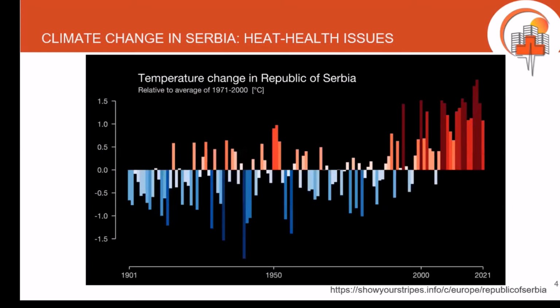Here we have another graph that might be a bit clearer, and you can see that the reference period for the average temperature is taken from 1971 to 2000. As we can see, in the last 2 decades almost every year has an average temperature that is higher than this reference period.